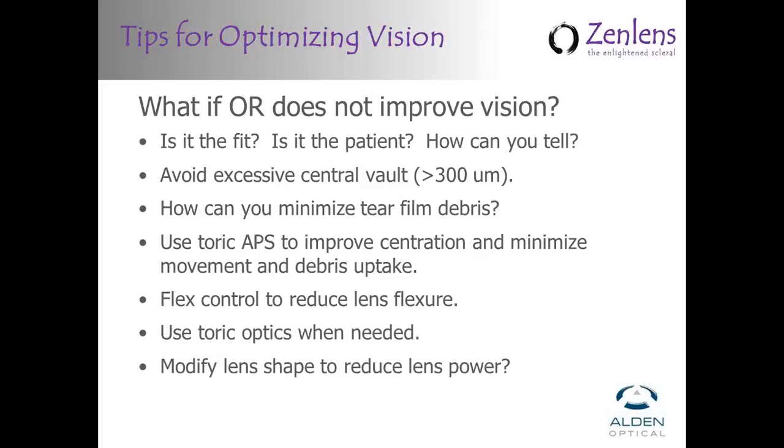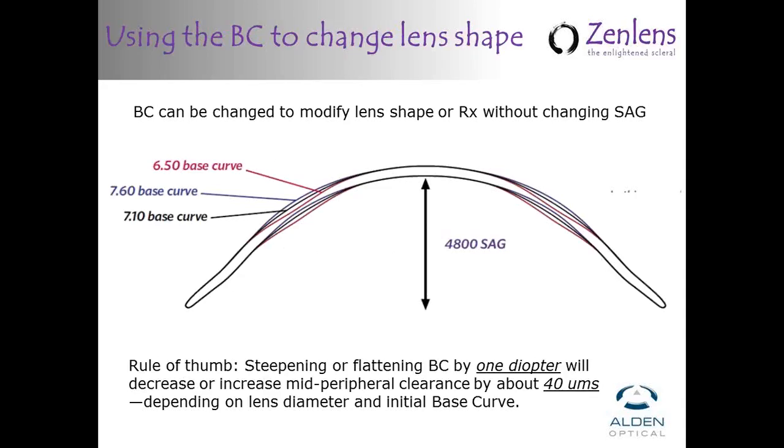Very good, thank you. And the last point here is sometimes doctors will say, well, I've got a lot of minus power in this lens, or I've got more plus power than I'd really like. Is there a way we can do anything to change the base curve to modify the lens power? And that is an option with the Zenlens. It can be something that can be achieved relatively easily. And I'm just going to talk about this and what happens when you change the base curve.